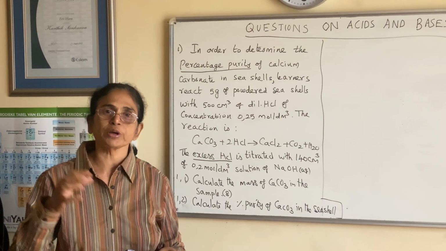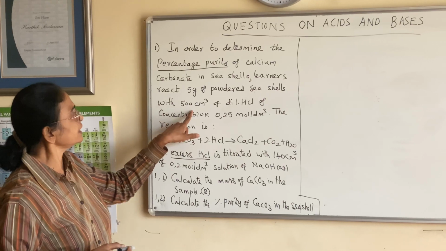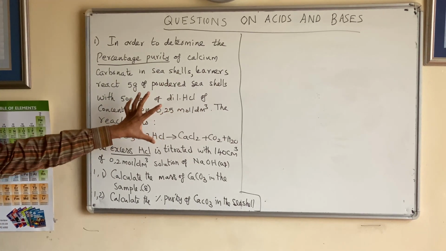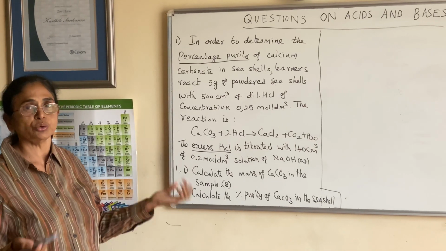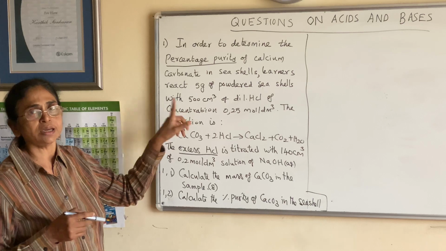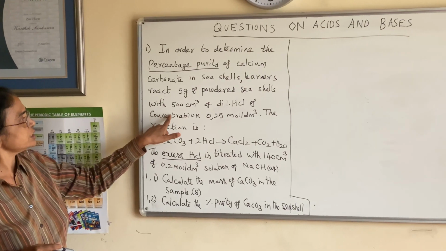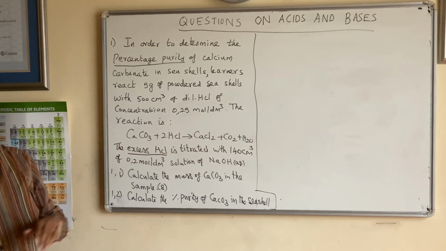And then they know this one is a base. So if you want to find out, you have to make it react with an acid. What is the acid they have taken? Dilute hydrochloric acid. He did not know how much to add exactly, because he's not doing titration, he's just adding. So he just tried 500 centimeter cube of dilute hydrochloric acid. What was the concentration? 0.25.